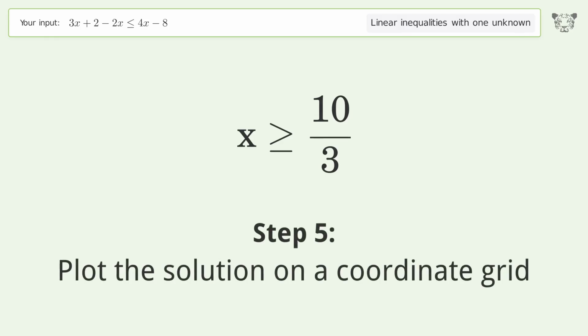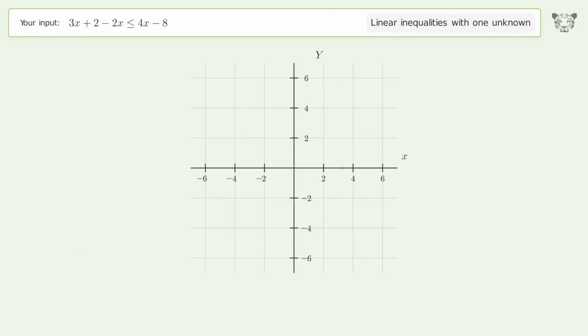Plot the solution on a coordinate grid. And so the final result is x equal or greater than 10 over 3 equal or greater than 31 over 3.